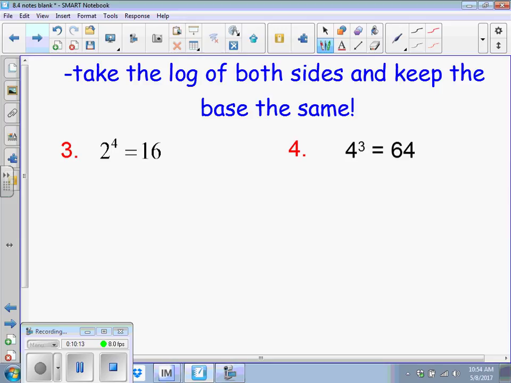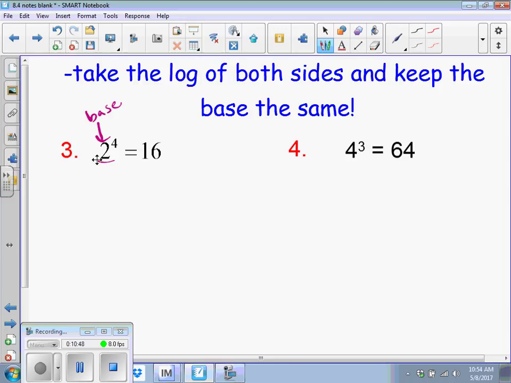I don't really have a shortcut for this way. All we're going to do, it's in exponential form right now. We're going to take the log of both sides. The base for our log is going to be the same as our base in our exponential. Okay? When you write log of both sides, you have to put a base. That base is going to be this. The base for your exponential is the same thing as the base for your log. So, we'll take the log of both sides.